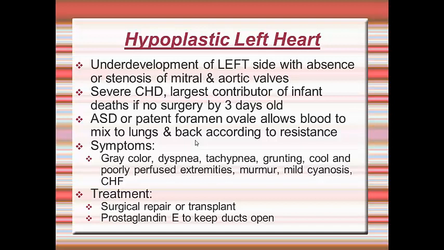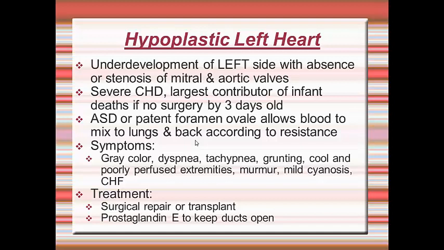The symptoms, however, are these babies are gray in color. They have trouble breathing: dyspnea, tachypnea, grunting. They're cool. Their extremities are poorly perfused. There's no oxygenation going to these extremities. You may hear a murmur and mild cyanosis. They may not be blue, but they're going to be gray. Their color is not going to be good. Their pulses are going to be weak.